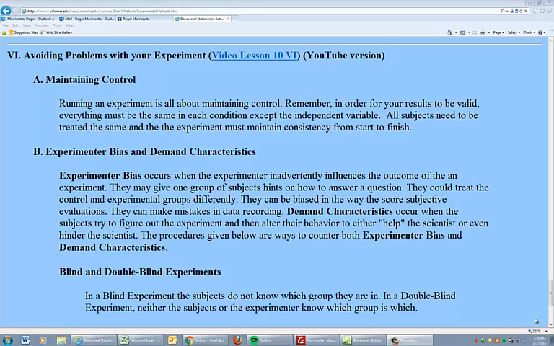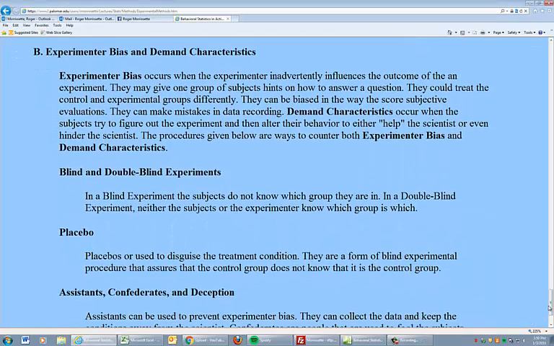But there's some things that can influence your study. The first one is called experimenter bias. Experimenter bias is if the experimenter actually influences the data somehow. And you have to assume this is going to happen. Even the most together person is probably going to cheat a little bit. It happens. The way we do this is by having what are called blind experiments.